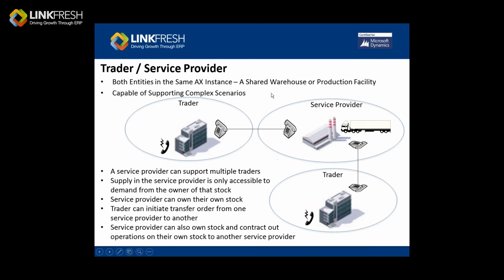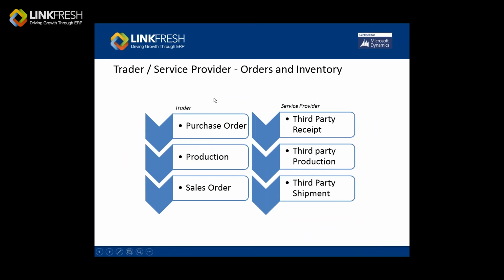The key thing though is that this entity, this relationship between the trader and the service provider, allows you to make sure that the trader is being invoiced for the services and the service provider can see the profitability of their service activities. So how does it work? On the trader side, you create a purchase order. That's exactly as you would for any of your own stock. If you had your own warehouse, you create the purchase order, and because the system knows which warehouse is managed by which service provider, in the background it can seamlessly integrate to create a third-party receipt.